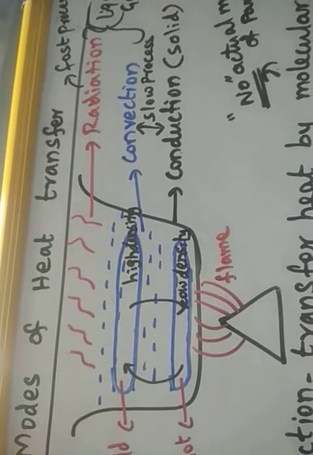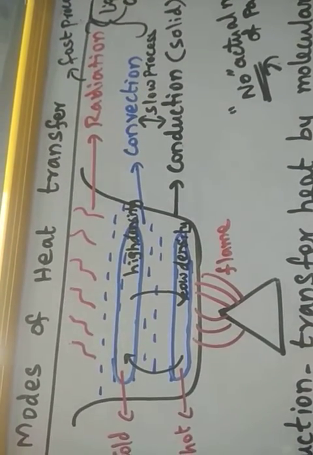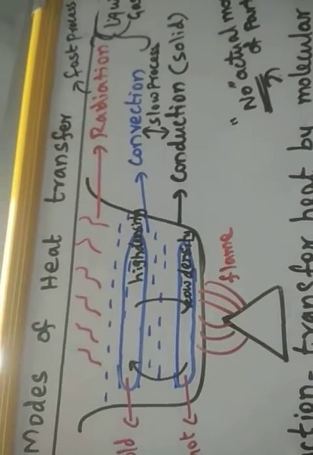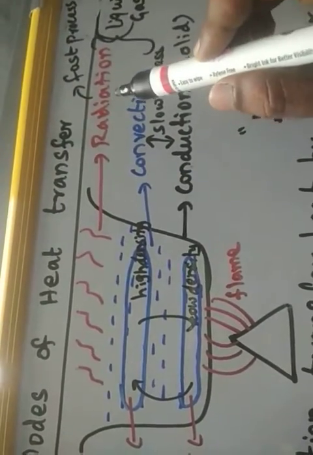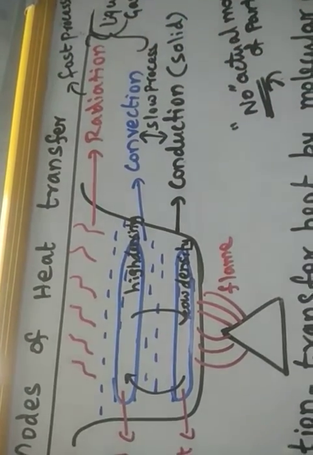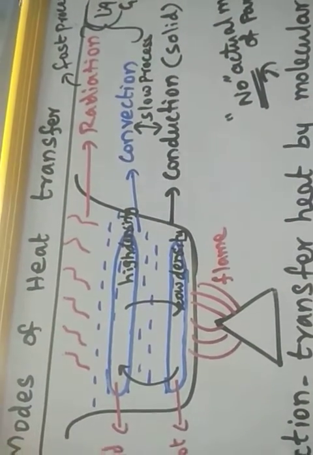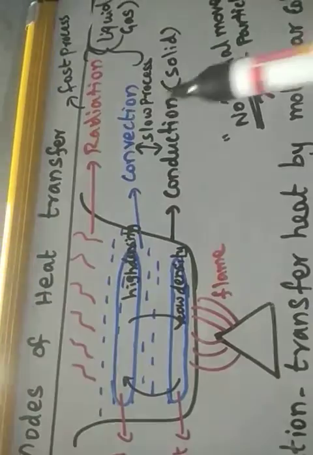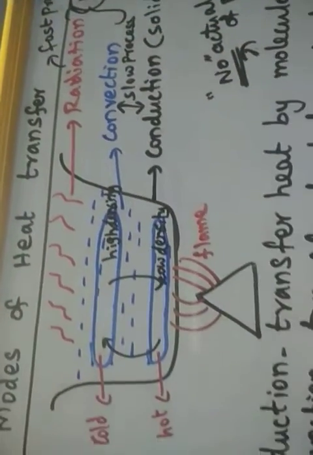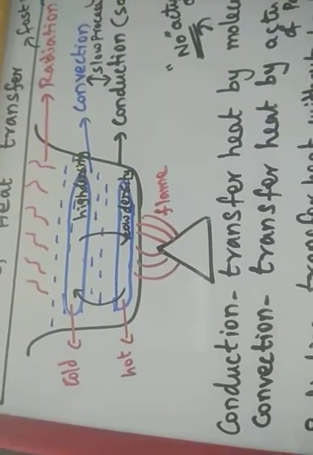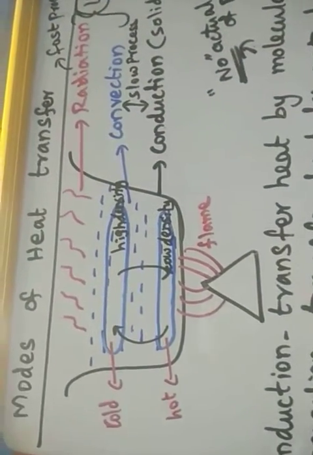We receive radiation from the sun, as the sun transfers heat through the process of radiation. Radiation means the transfer of heat that does not heat the intervening medium. Convection is a slow process, radiation is a fast process. Now we are going to see them one by one clearly.